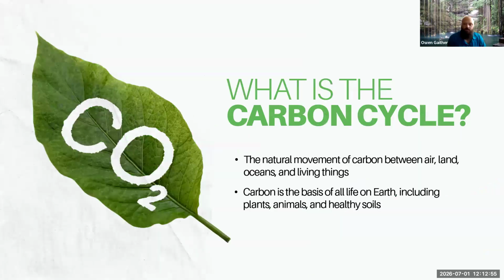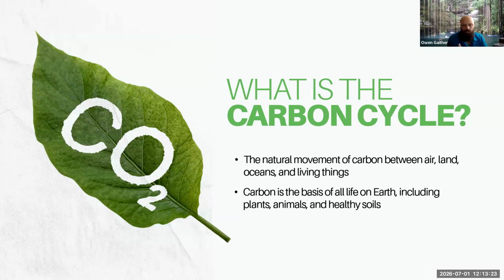So what is the carbon cycle? This is something to think about, right? All living stuff is made out of carbon. It's a building block of life. And so how does carbon move from one place to another? The carbon cycle is the natural movement of carbon between air, land, oceans, and all living things. Carbon is the basis of all life on Earth, including plants, animals, and healthy soils. In fact, usually when you bring up a big old handful of soil, if it's a healthy handful of soil, you're going to see it move.